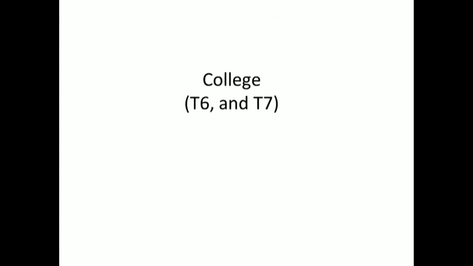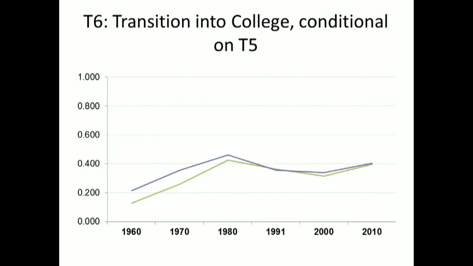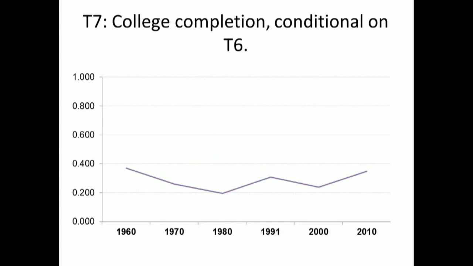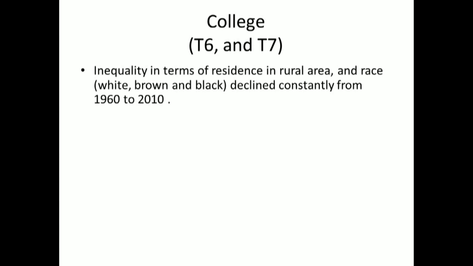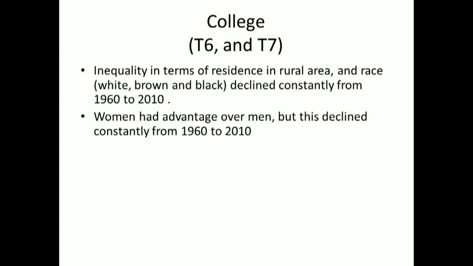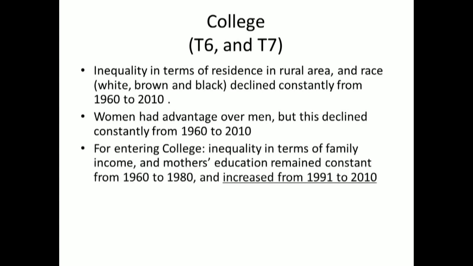And then the entrance in college and completion of college. So these are the trends for entering college, and these are the trends for completing college. I can explain this if I have more time. And then what we find, this is interesting too, is that inequality in terms of residence in rural area and race declined across this period. Women had an advantage over men. This also declined across the time, but for entering college, we find that inequality in terms of family income and mother's education remained constant from 1960 to 1980, and then increased from 1991 to 2010.